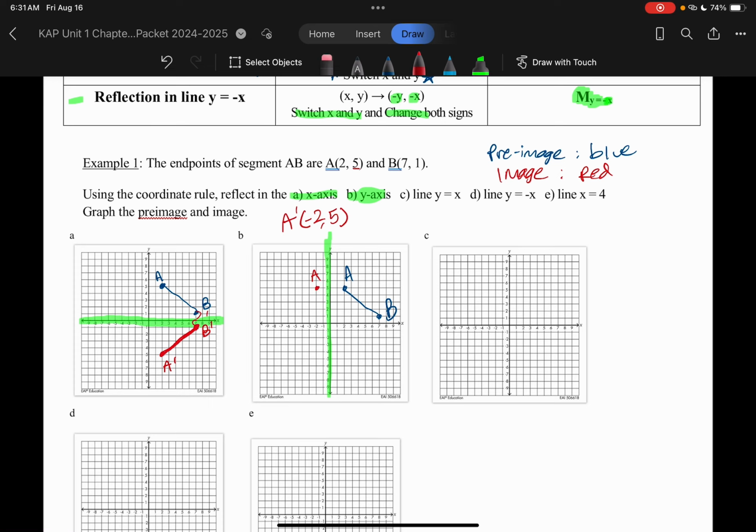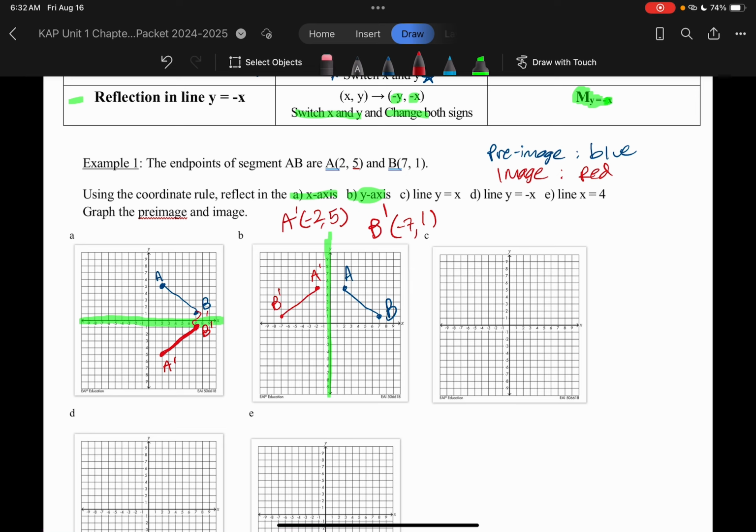So just another way of doing it versus counting and using that equidistance. Next, we're looking at B. We have (7, 1). If we are applying that same rule that we did earlier, reflecting over the y-axis, then the y stays the same, the x changes signs. So we got (-7, 1). So there's B prime.